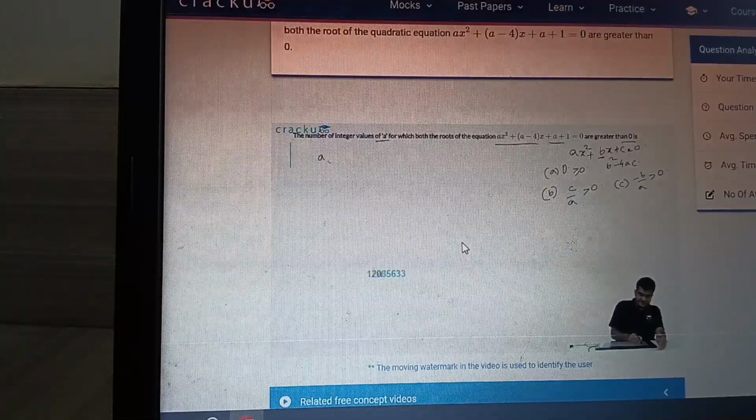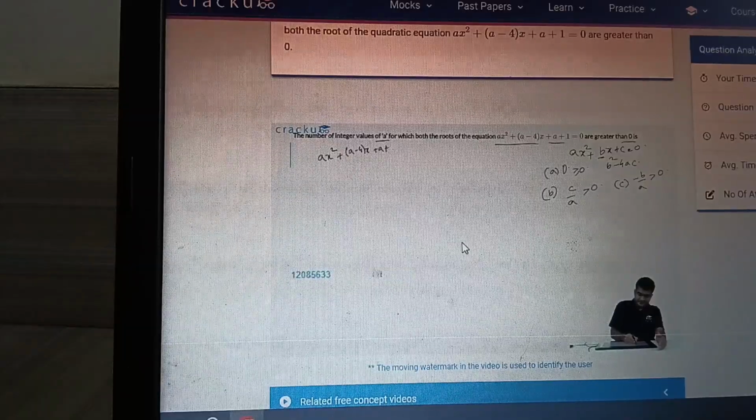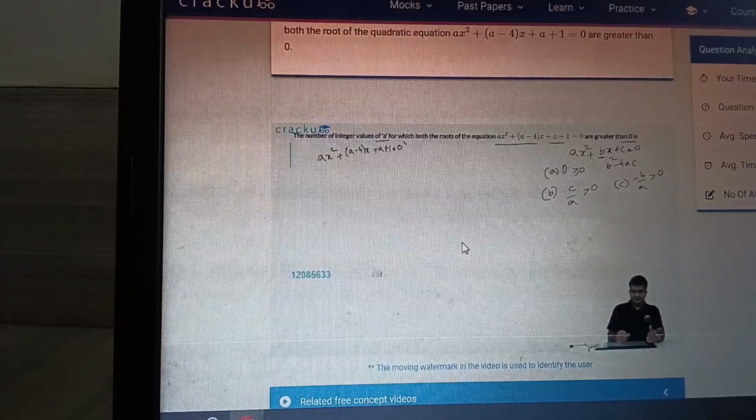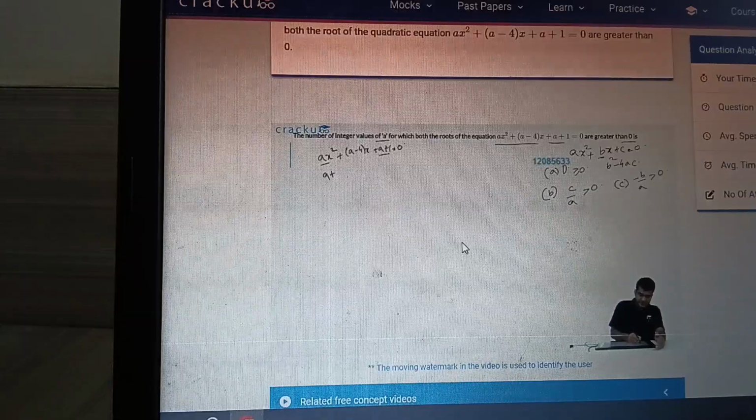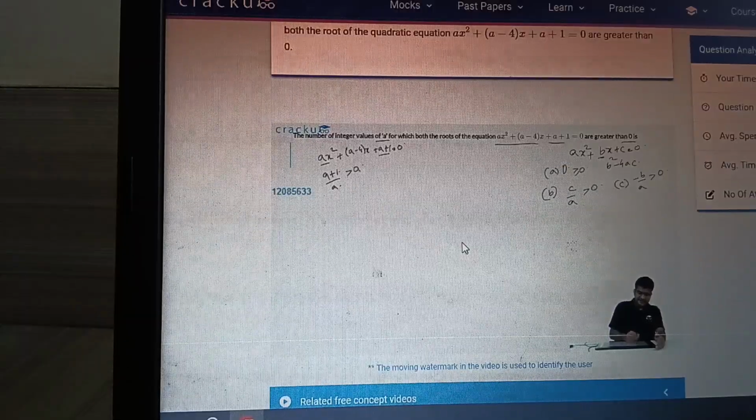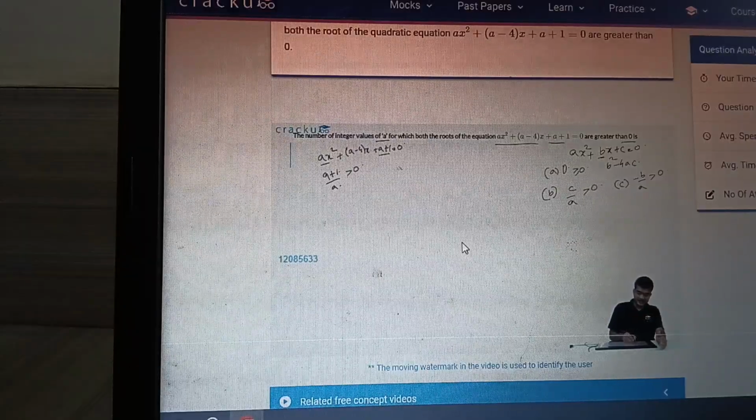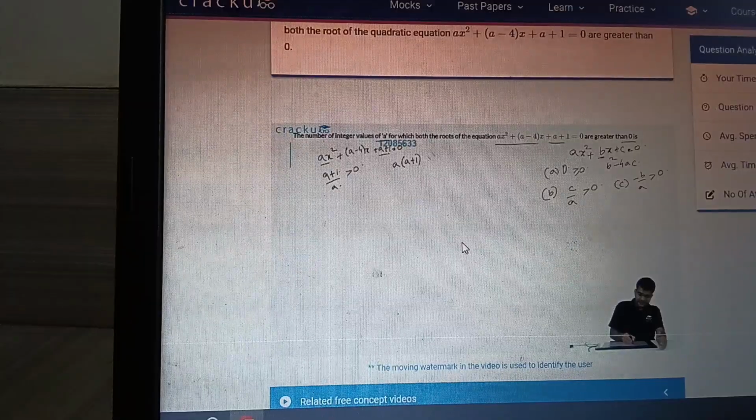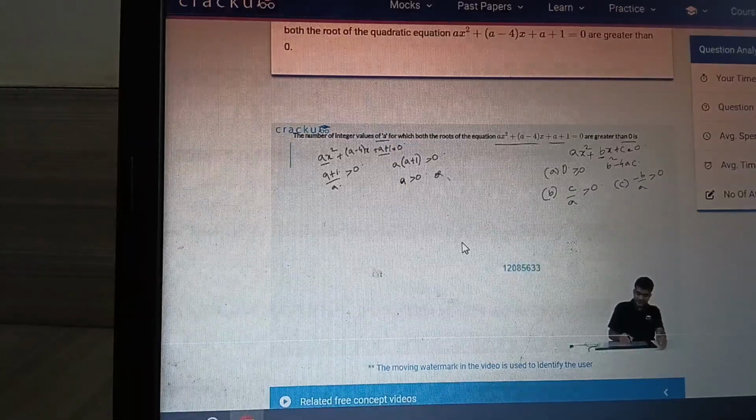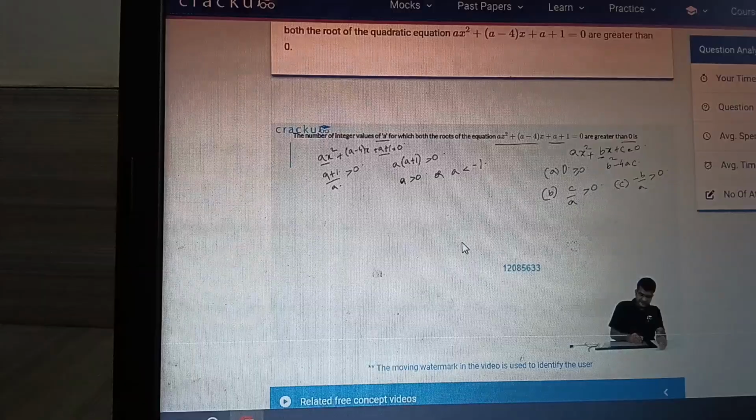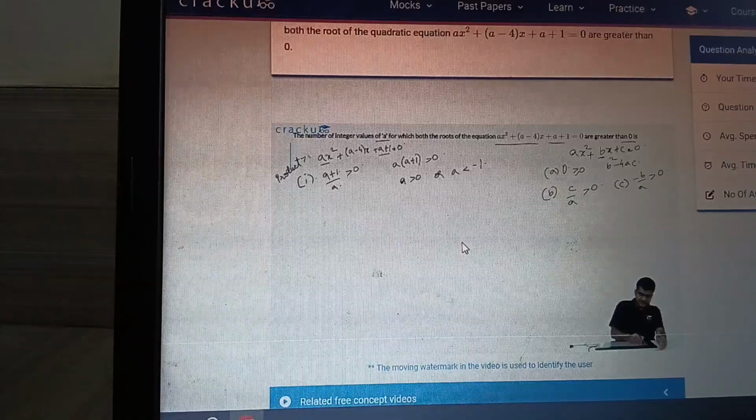The given quadratic equation is ax square plus (a minus 4) x plus a plus 1 is equal to 0. What is the product of the roots of this quadratic equation? It is the constant term divided by the coefficient of x square. So (a plus 1) divided by a has to be greater than 0. If you multiply both sides with a square to remove the fraction in the denominator, it becomes a into (a plus 1) greater than 0, or the value of a has to be either greater than 0 or less than minus 1. This is the first condition, that the product of the roots has to be greater than 0.